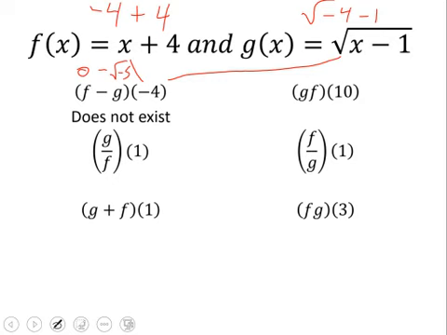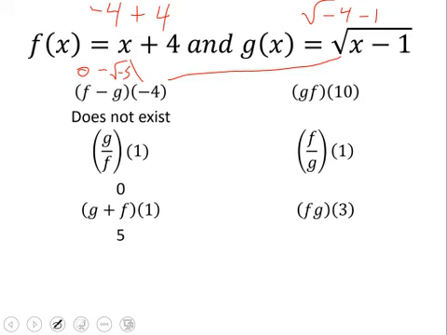Okay, so with this, let's start with the first one, f over g of 1. You would plug a 1 in for all of them, and you end up with the square root of 0 over 5, which ends up being 0. So that first one ends up being 0 because g of x, or g of 1, makes it 0. Next, g plus f of 1. We plug in our numbers and we end up with 5, because g of 1 ends up being 0 again, while the other one becomes 5, and you're adding them.